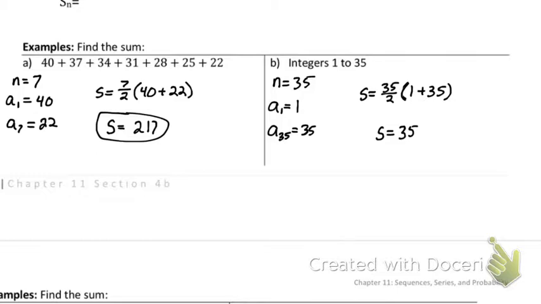Like 35 plus 1 is 36. I did plus instead of times. That will be a difference. Will, what'd you come up with? 630. Did anyone else come up with 630? Okay, we're good there. I think on a test, if you answer that, I'd be like, are you sure? All right, so we got 630.